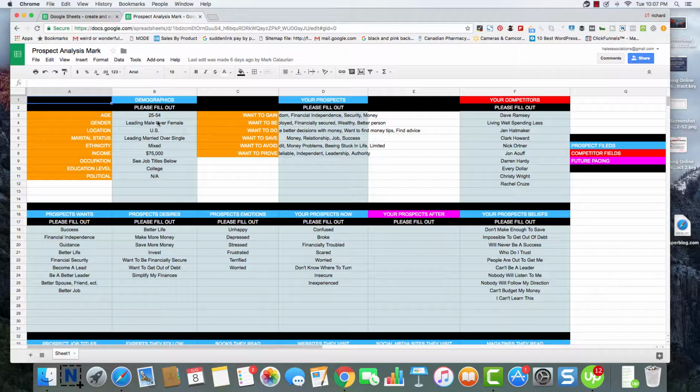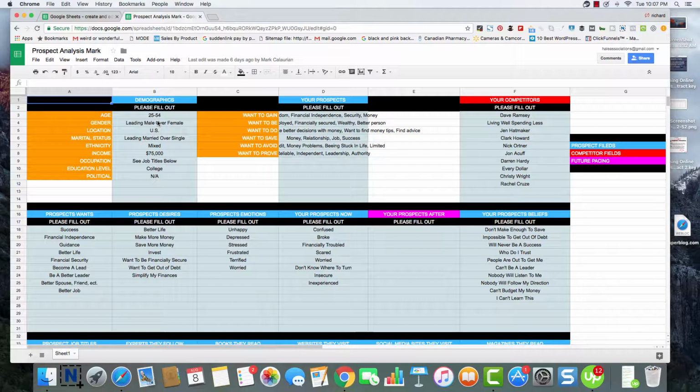What kind of marital status do they have? Are they married? Are they single? Were they married? Are they divorced now? Ethnicity could be a lot: Caucasian, black, Asian, whatever that may be. Income. What income range do they fall in? Are they making $50,000 a year? Are they making $500,000 a year?